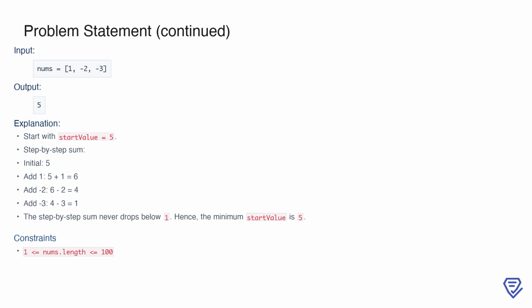In this example, the input array is nums equals 1, -2, -3, and the output is 5. Let's see why. Starting with start value equals 5, the initial sum is 5. Adding the first element, 1, increases the sum to 6. Adding the next element, -2, brings it down to 4, and then subtracting 3 further reduces it to 1. Even though the sum decreases, it never drops below 1. Therefore, the smallest start value that ensures the step-by-step sum remains at least 1 is 5.